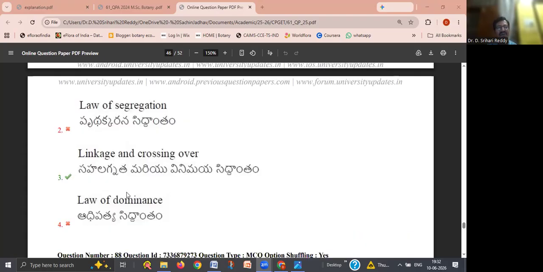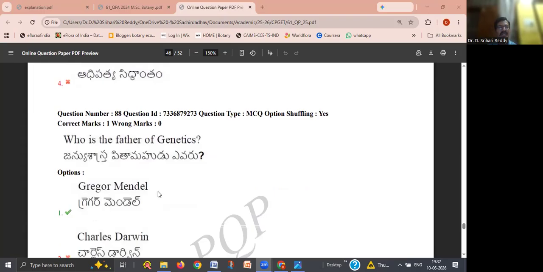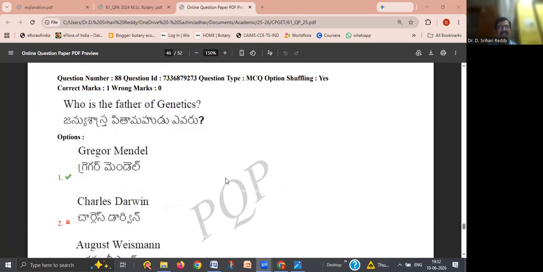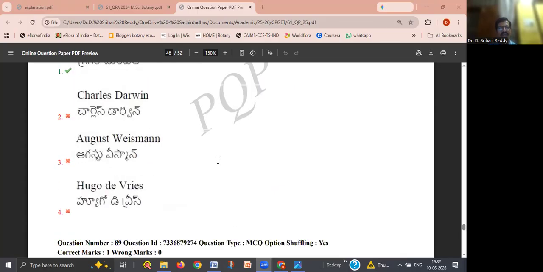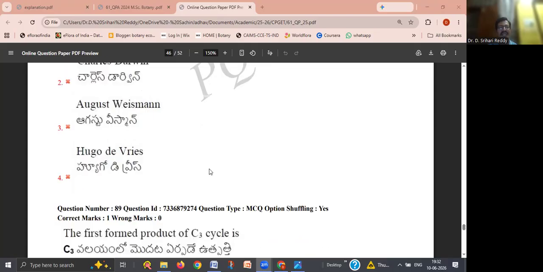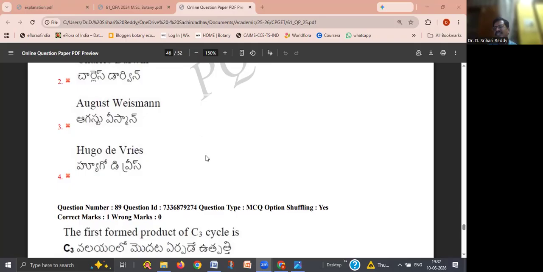Law of segregation, law of dominance, law of independent assortment. One more thing: Mendel's laws are the law of segregation, the law of dominance, and the law of independent assortment. These were proposed by Mendel. So you remember all this. Who is the father of genetics? That is the most important and easiest question. Gregor Mendel is the father of genetics. Charles Darwin is related to evolution theory, so it is not related. And Hugo de Vries proposed mutations.